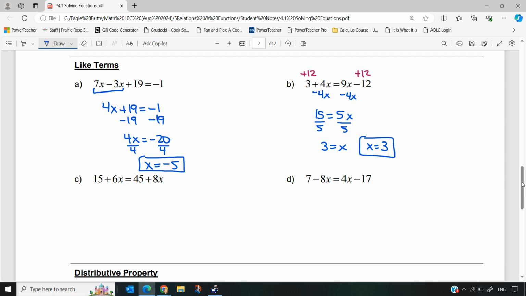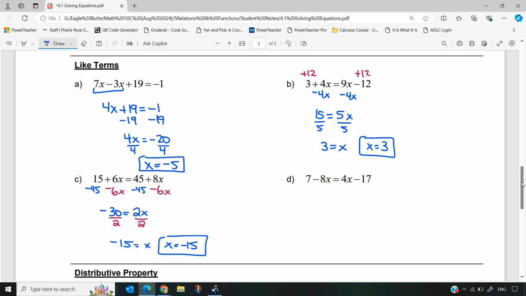Take a moment, pause the video, try C and D on your own, and then we'll come back and check your work. Taking a look at C, you'll notice that I subtracted 6x from both sides, so that would have left me with a 2x on the right-hand side. And then I subtracted 45 from both sides, leaving me with a negative 30 on the left-hand side. Now I have negative 30 equals 2x.